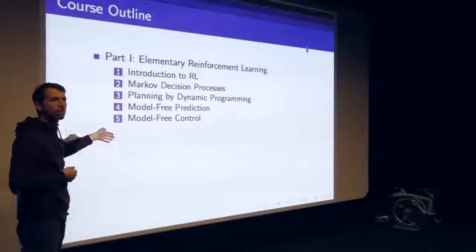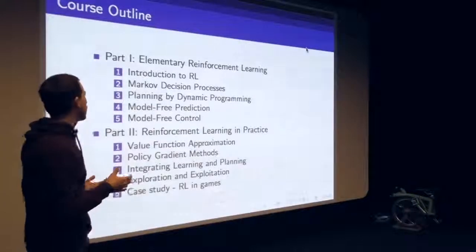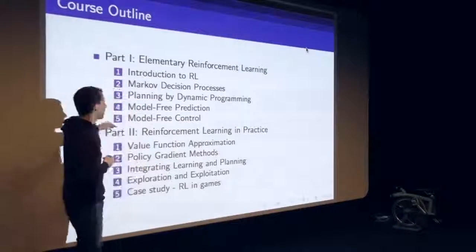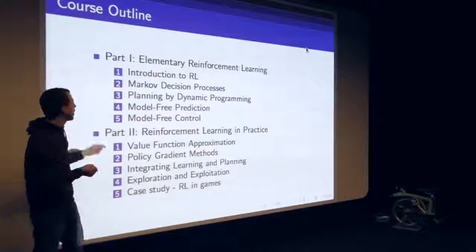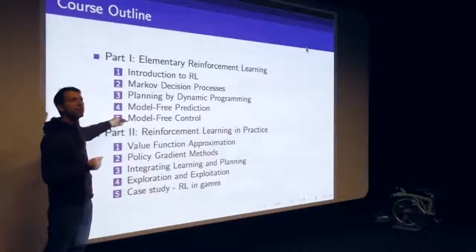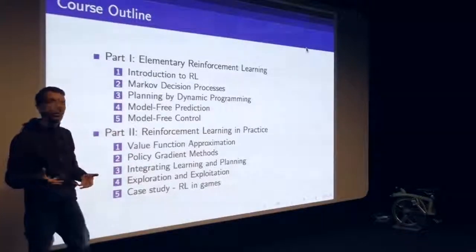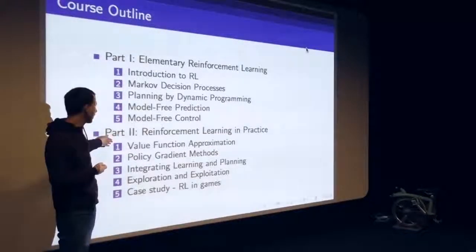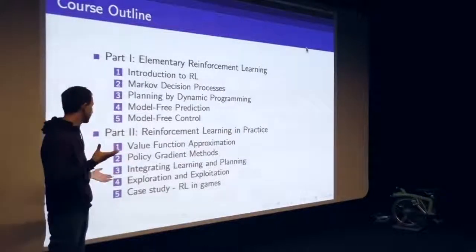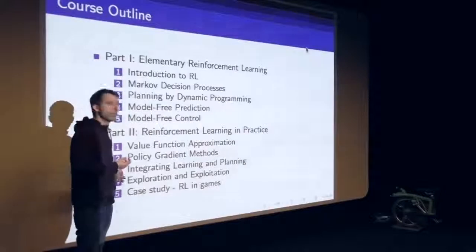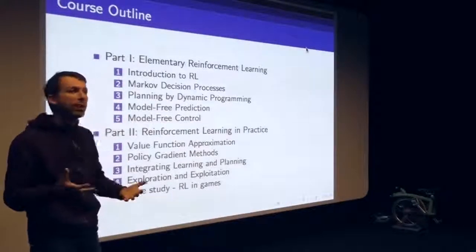prediction and then control. In the second part of the course, we'll look at how to scale up, how to really apply these ideas. At the end of this part, you won't really be able to go off and solve interesting problems. You shouldn't have that expectation. But all of the ideas which we'll learn here do scale up, and in the second part of the course, we'll understand how they scale up and apply to more interesting problems by using value function approximation, policy gradient methods, integrating learning and planning using more sophisticated approaches, and solving the exploration-exploitation problem. And so that's where things will become interesting.